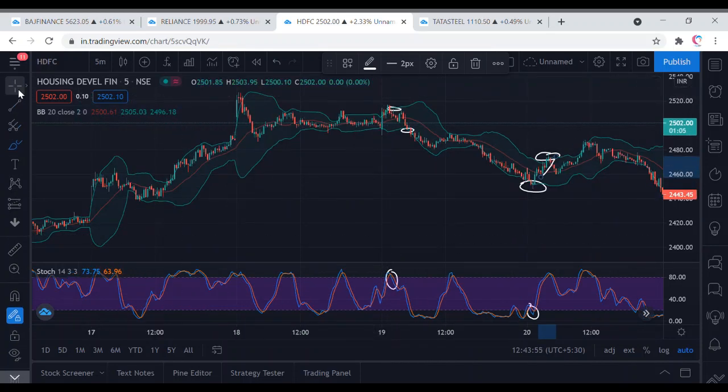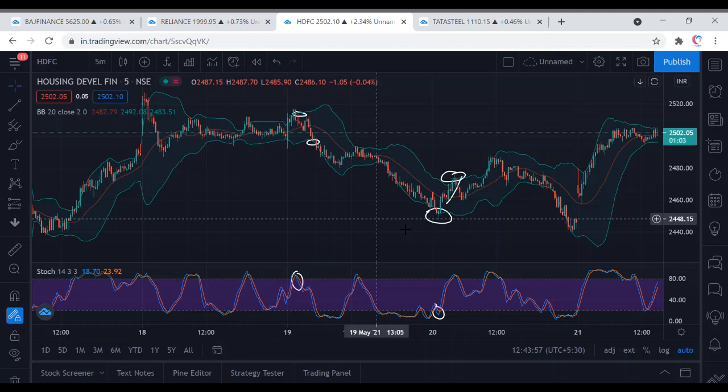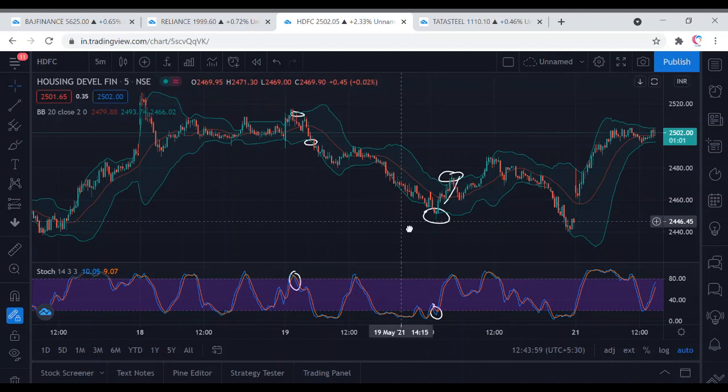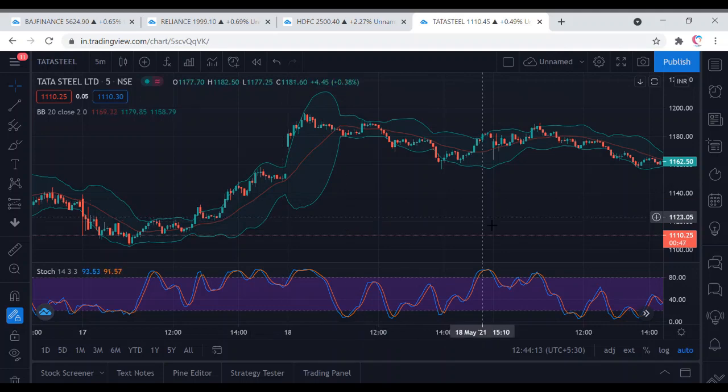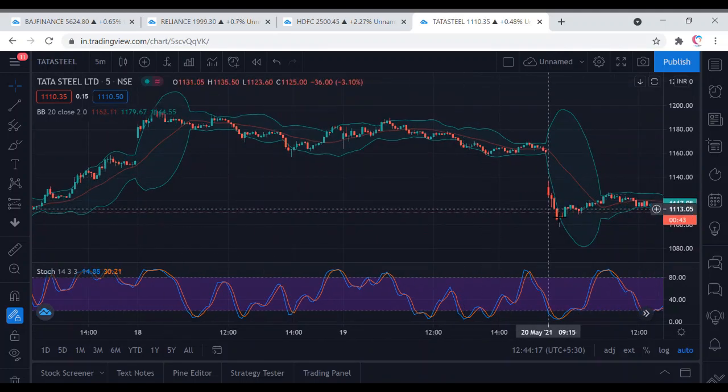So the main thing in this strategy which we need to keep in mind is that this strategy requires quick executions, and you need to take losses quickly, you need to take out profits quickly. Even though you are into loss, take out the loss quickly, go to another trade and try to get profit from that. So this is the Tata Steel chart on 5-minute time frame.